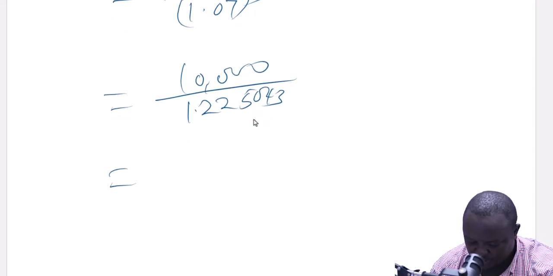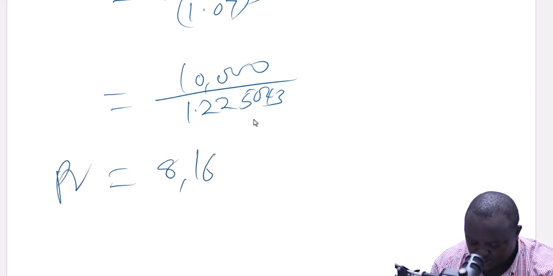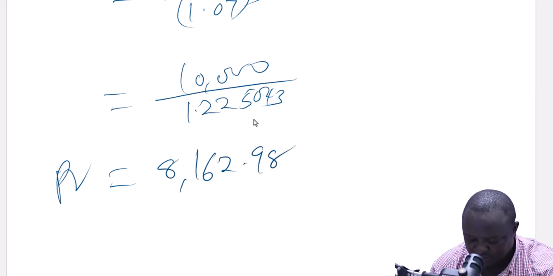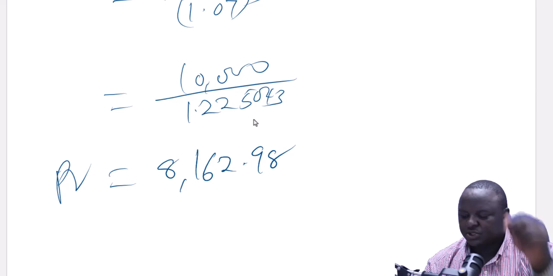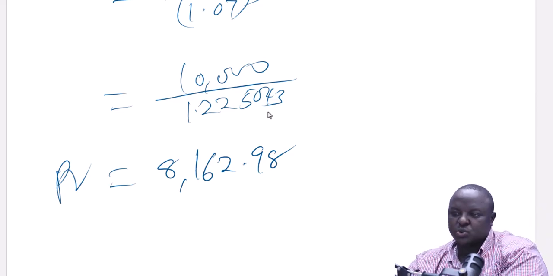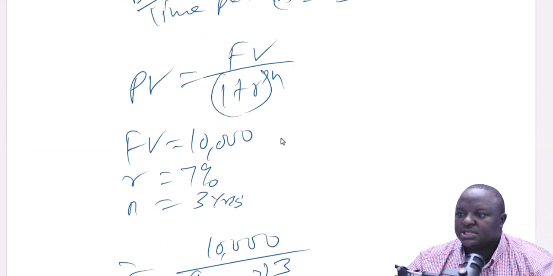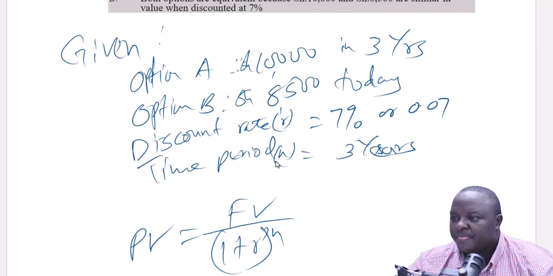So if we divide that, we will get the present value, which is 8,162.98. The present value of option A is 8,162, whereas we are being told that option B is 8,500 today.